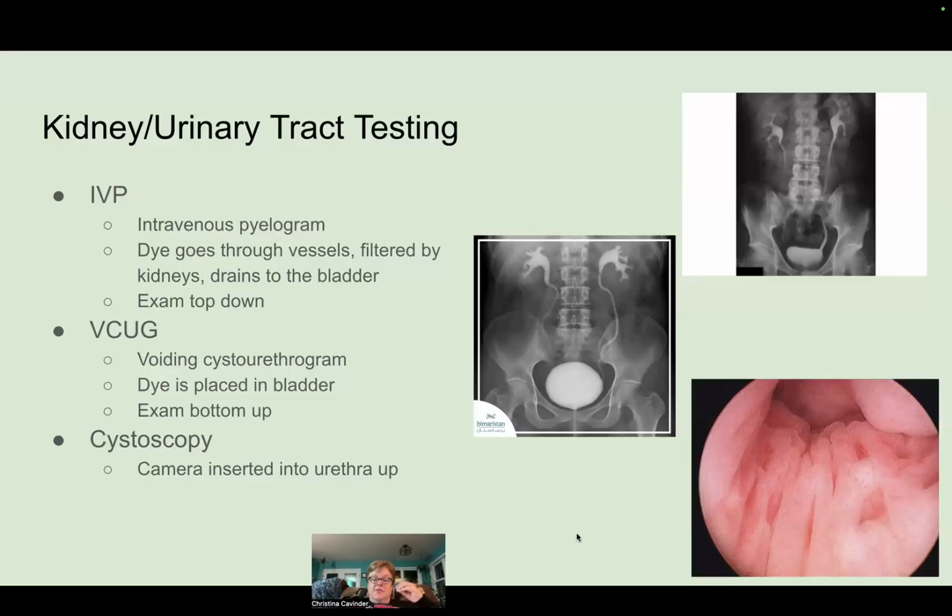A cystoscopy is where they insert a camera in the urethra, and they go up as far as they can go. And that's what this is a picture of. I'm guessing this is inside the bladder, just because you see these rugae here. The bladder on the inside has a lot of rugae, so that it can stretch quite a bit to hold quite a bit of urine before you're uncomfortable.